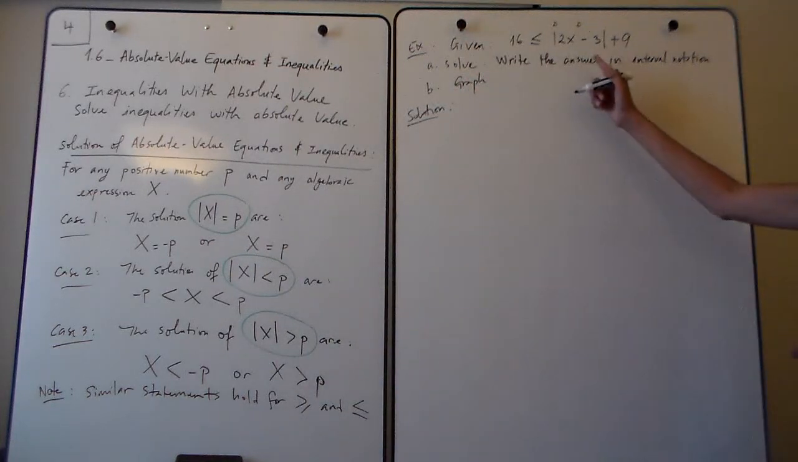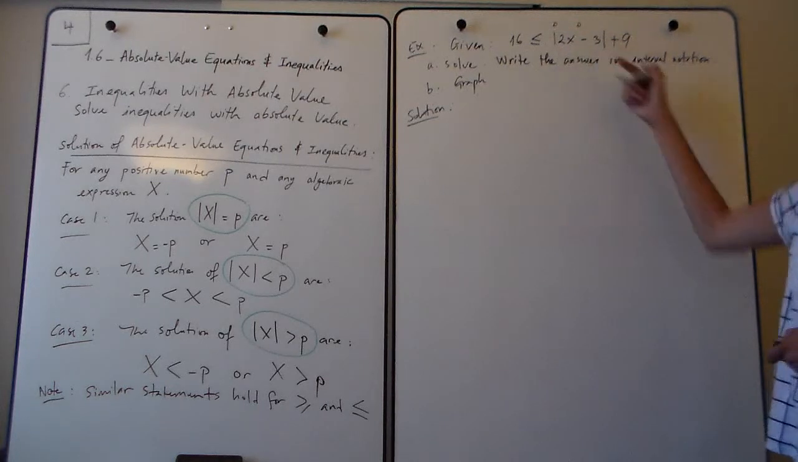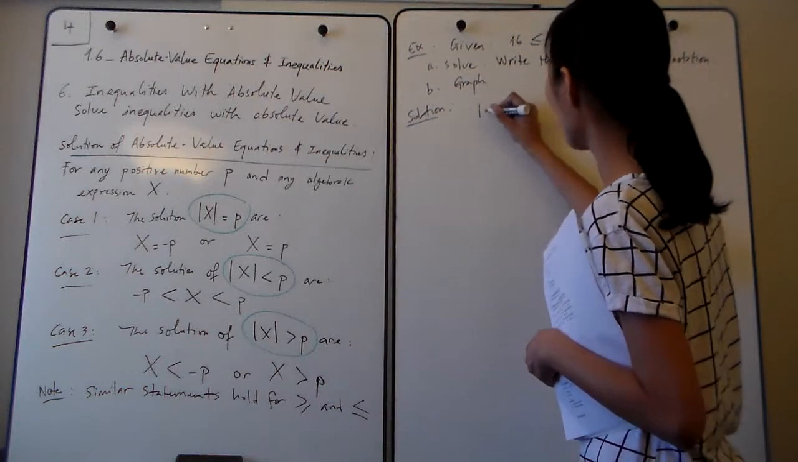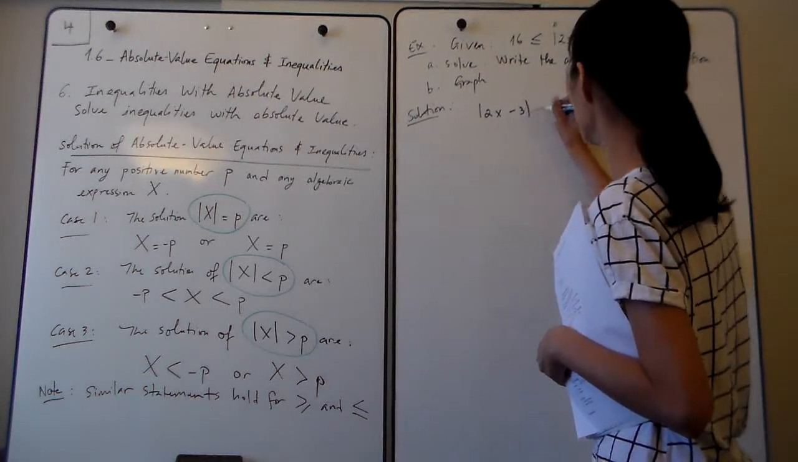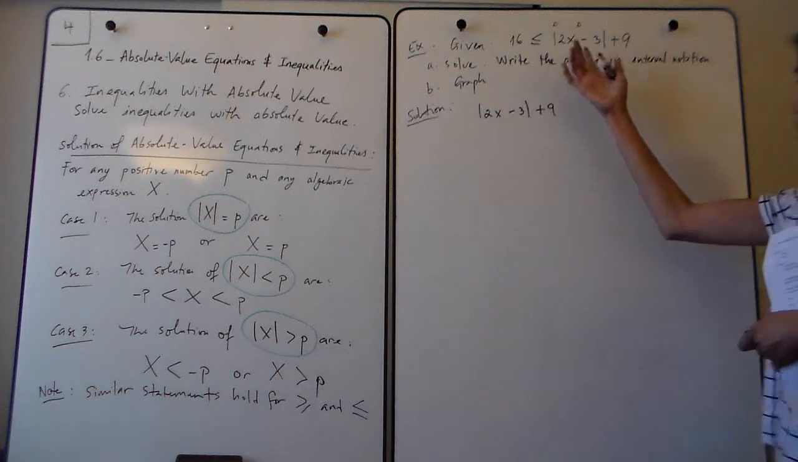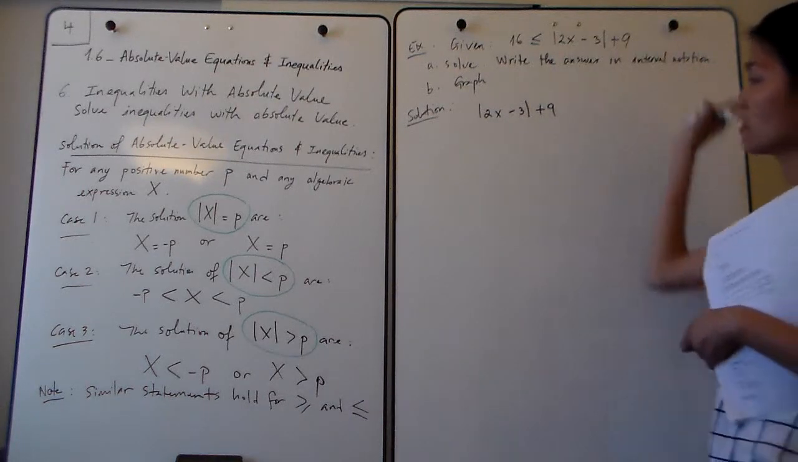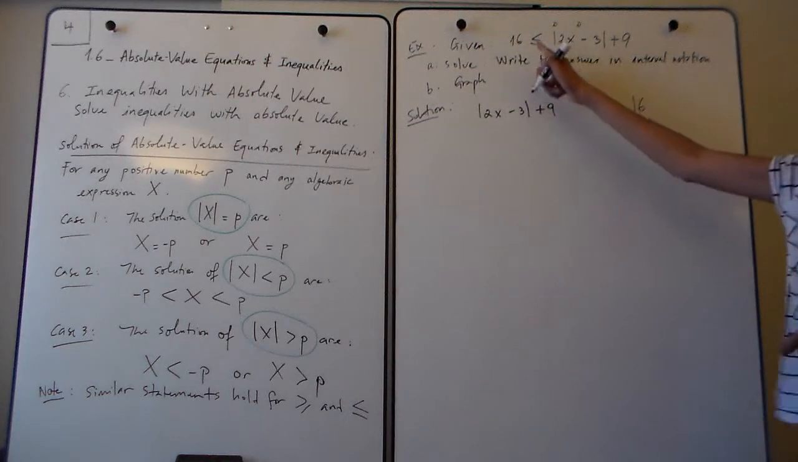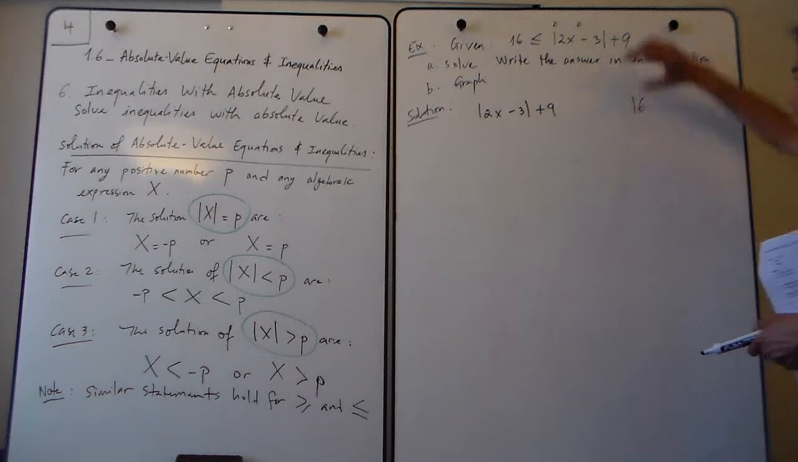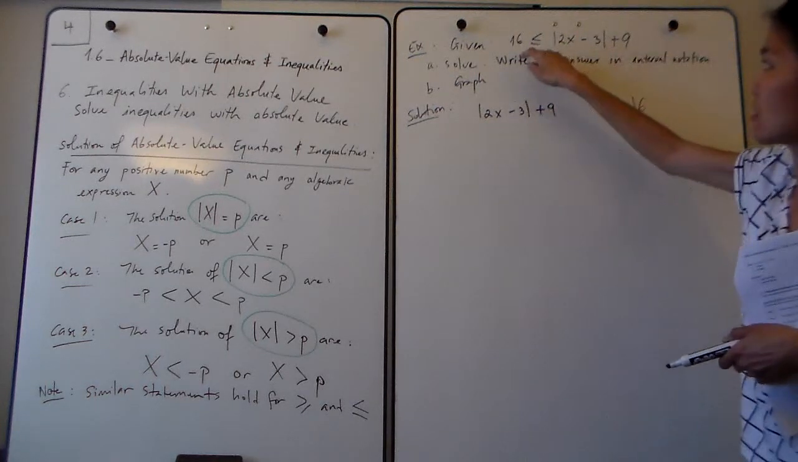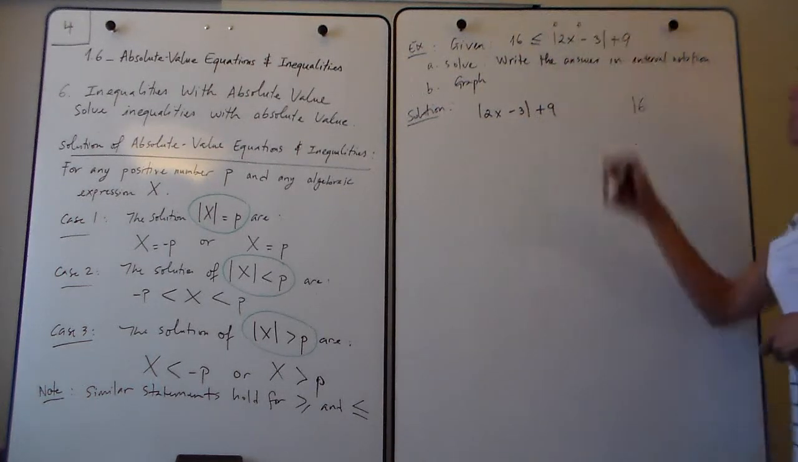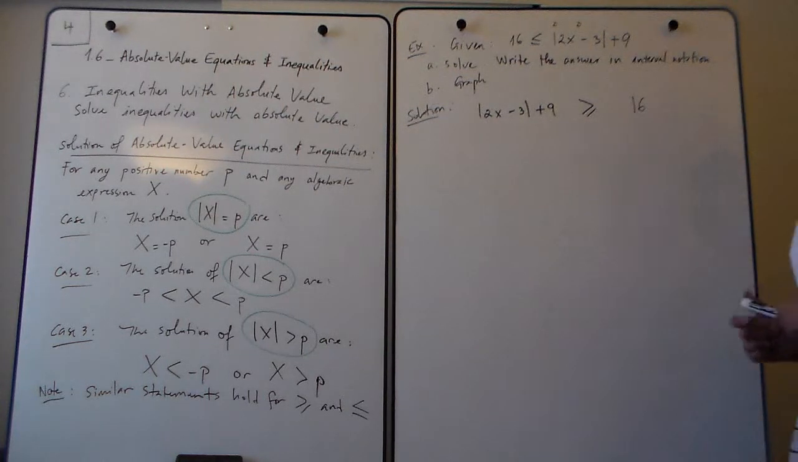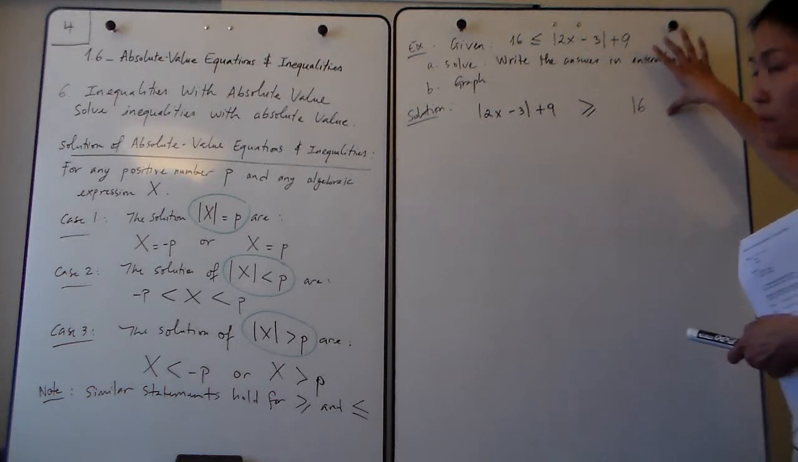So this time we have the absolute value on the right. Let's rewrite it and keep it on the left: 2x minus 3 plus 9, right? If I write this right-hand side on the left, and this 16 on the right, do you see that this absolute value is greater than 16? It's greater, so make sure you write greater than 16. These two are equivalent.